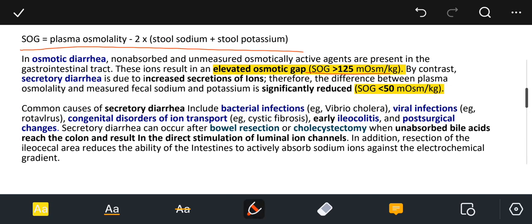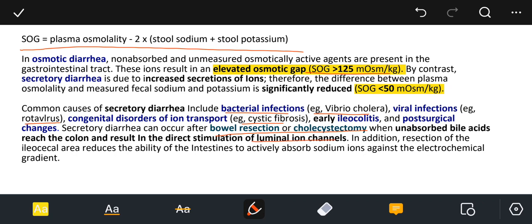Common causes of secretory diarrhea include bacterial infections like Vibrio cholera, viral infections like rotavirus. Rotavirus is the most common cause of watery diarrhea in children. Congenital disorders of ion transport like cystic fibrosis, early ileocolitis and post-surgical changes. Secretory diarrhea can occur after bowel resection or cholecystectomy when unabsorbed bile acids reach the colon and result in direct stimulation of the luminal ion channels.